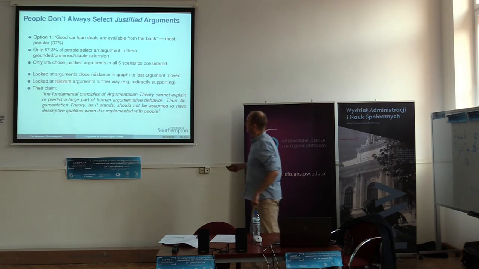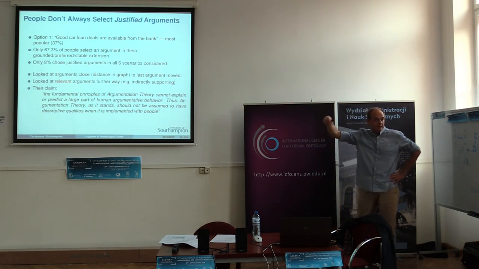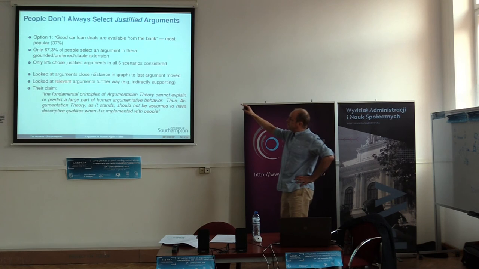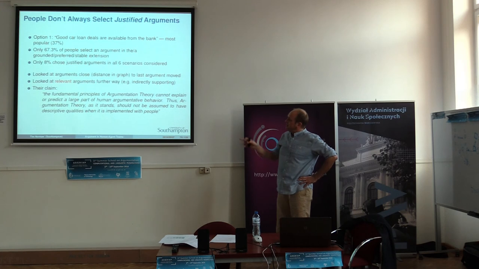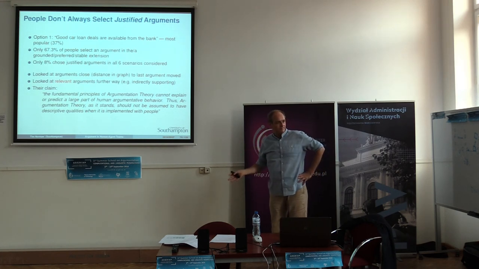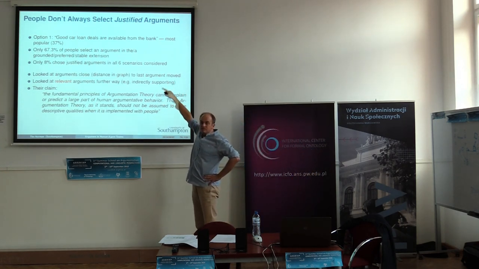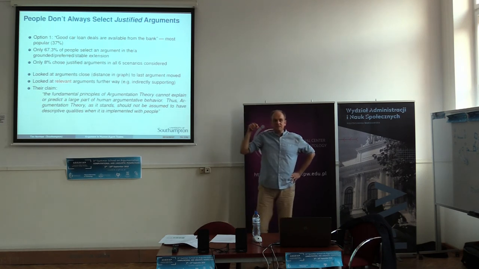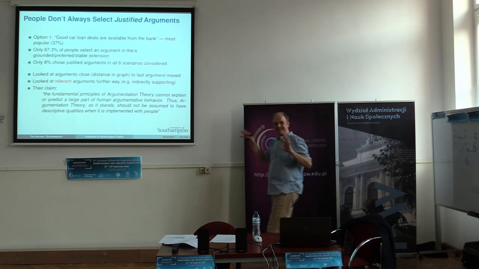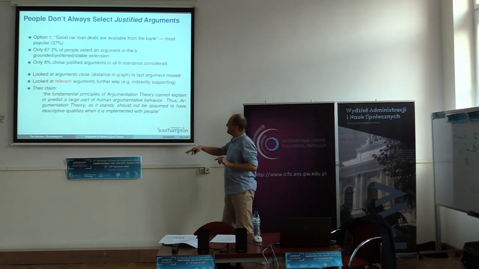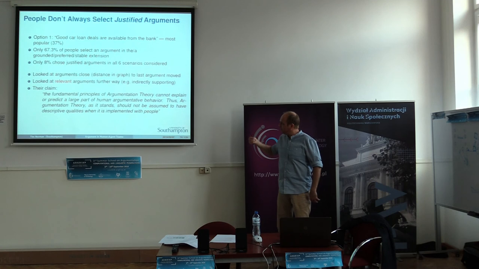This is two more slides, I think. So, option one, good car loan deals are available from the bank. Most popular, 37%, right? Only about two-thirds of people selected an argument in the grounded, preferred, or stable extension. And only 8% chose those justified arguments for all six examples. So I thought, whoa, there's something seriously wrong with argumentation theory here, which is a bit of a leap. But it's really interesting to look at exactly how people engage in argument.